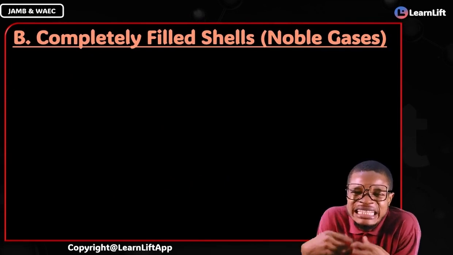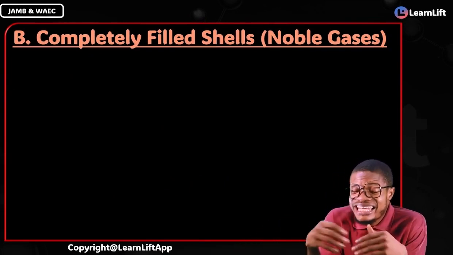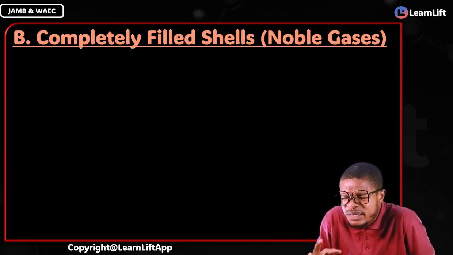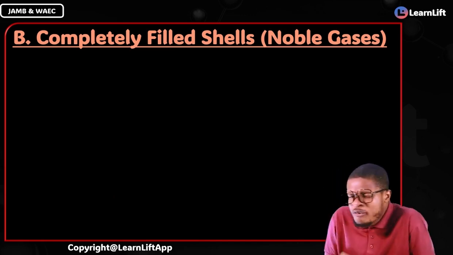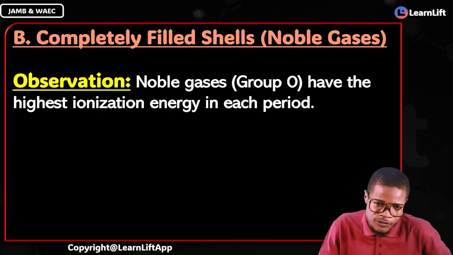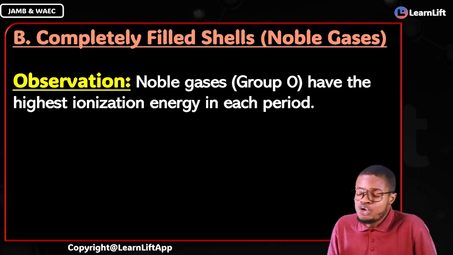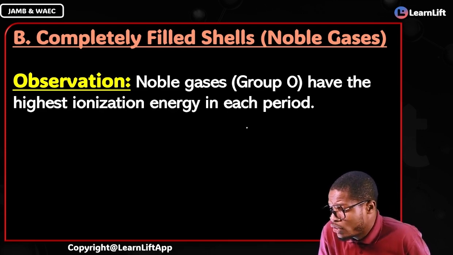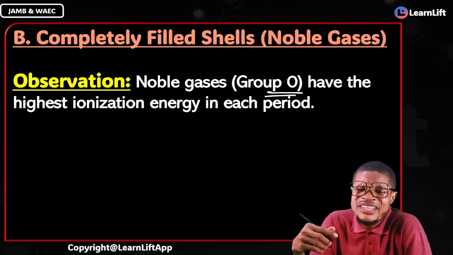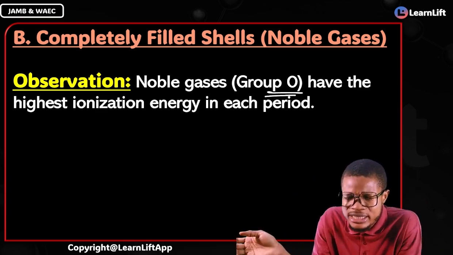have completely filled shells. A good example are the noble gases. Their shell is already completely filled. Something completely filled has extra stability. To remove one electron from something that is completely filled will be very, very, very difficult. Don't forget this, that your noble gases, let's say, for example, your group O elements. So these guys are called the what? The noble gases, your group O elements. They have the highest ionization energy that you can think of.